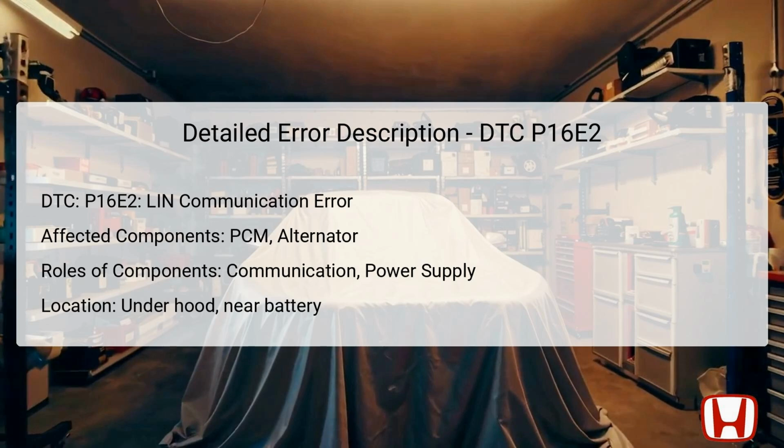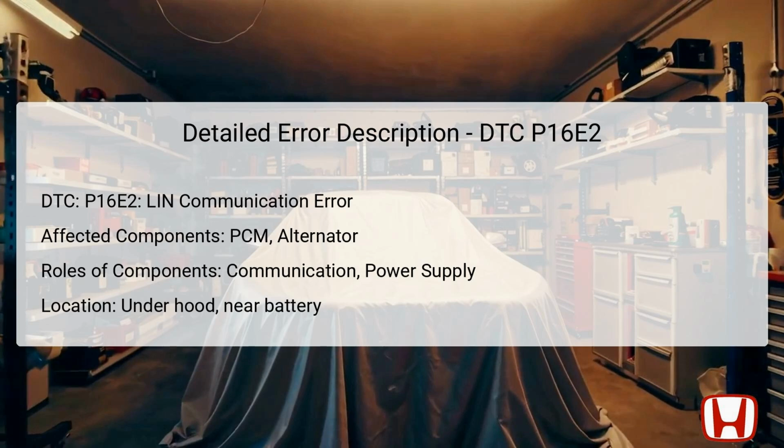The DTC P16E2 specifically points to a communication error within the LIN, local interconnect network, involving the PGM-FI, programmed fuel injection system. The primary components affected by this error are the Powertrain Control Module, PCM, and the alternator. The PCM is responsible for managing vehicle functions, including fuel injection timing and air-fuel ratios, while the alternator provides the necessary electrical power for the vehicle systems.